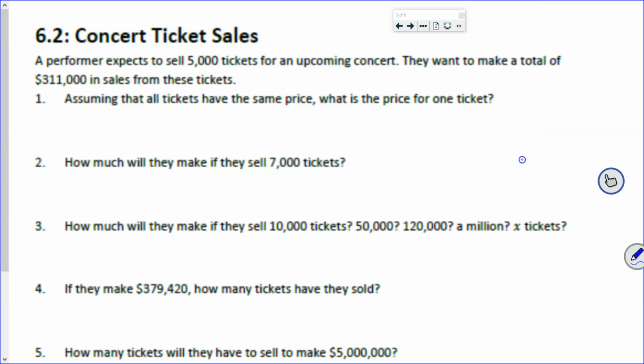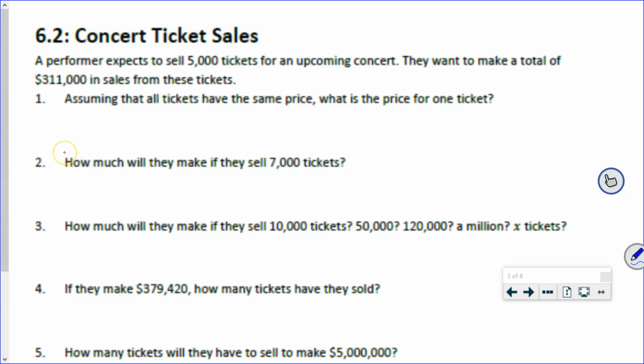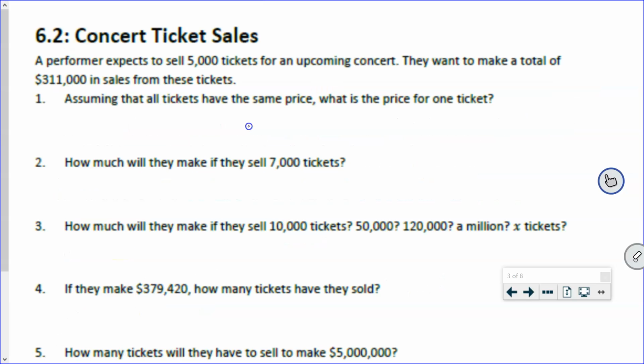Let's see if we can actually start into our lesson now. We are looking at this situation of concert ticket sales. Now, I'm going to give you some words of advice. Later on, it asks us to write an equation. But I think that waiting until the end to write an equation is a bad idea. I want us to write the equation early on because that's what this whole lesson is supposed to be about, using equations to solve problems. So let's write the equation early on.